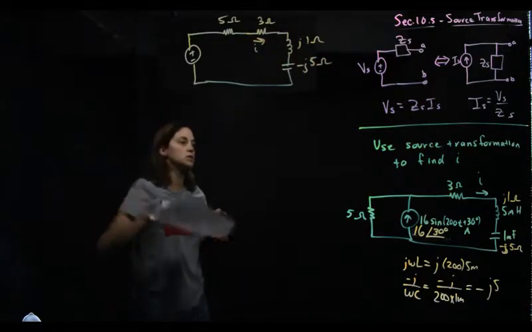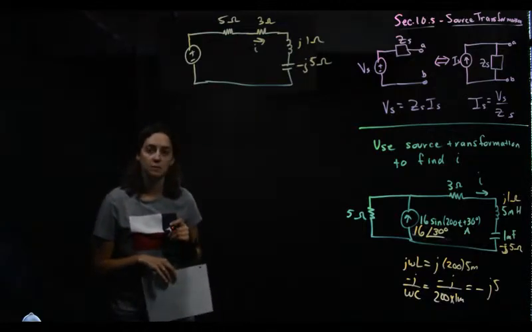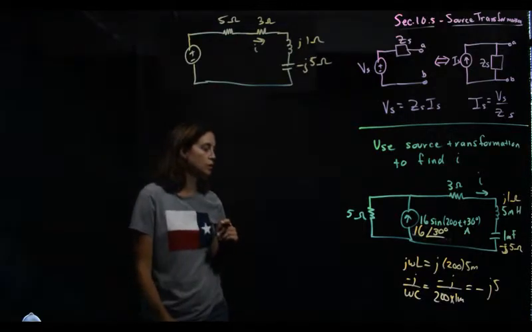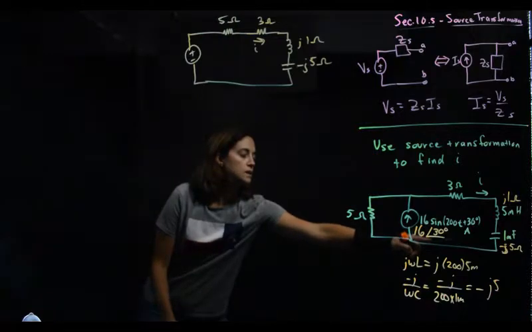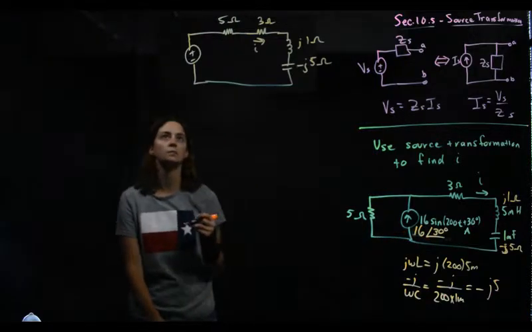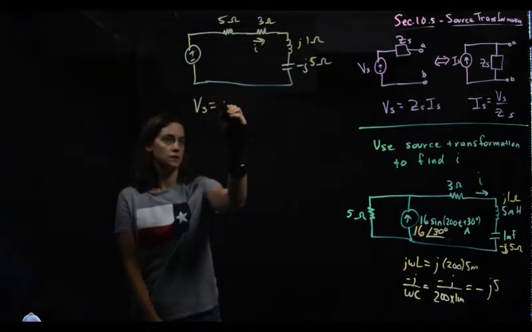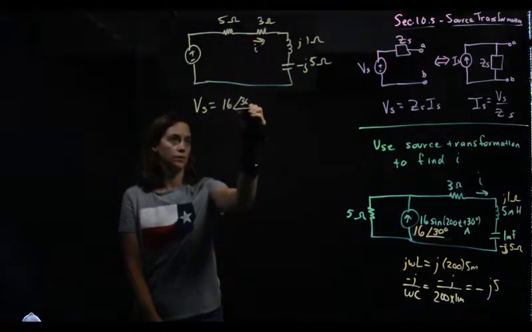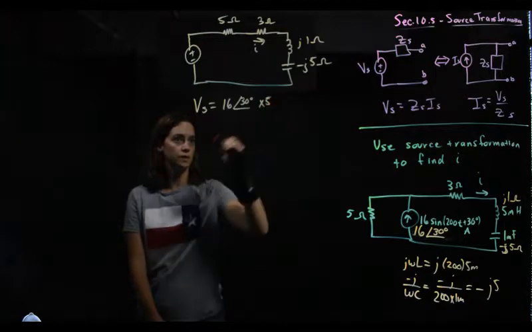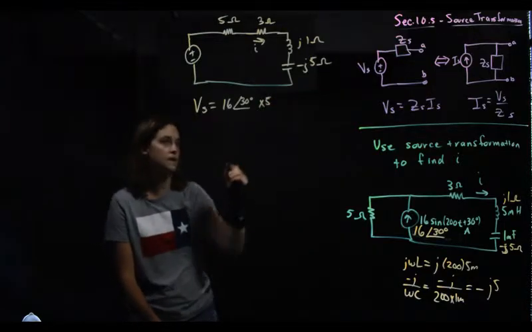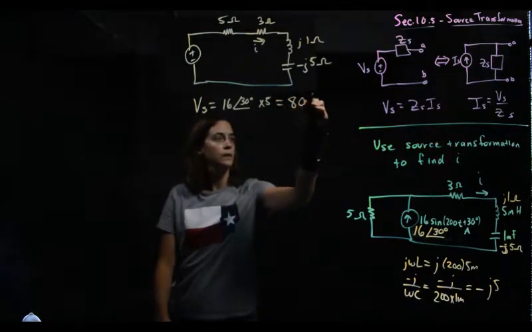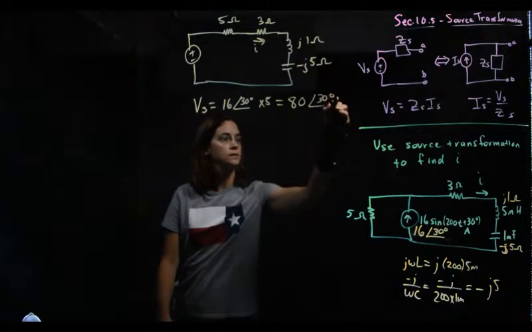We need our voltage. V equals the impedance times the current. So we have 16 at an angle 30 times 5. So our voltage is 16 angle of 30 degrees times 5, which gives us 80 at an angle of 30 degrees volts.